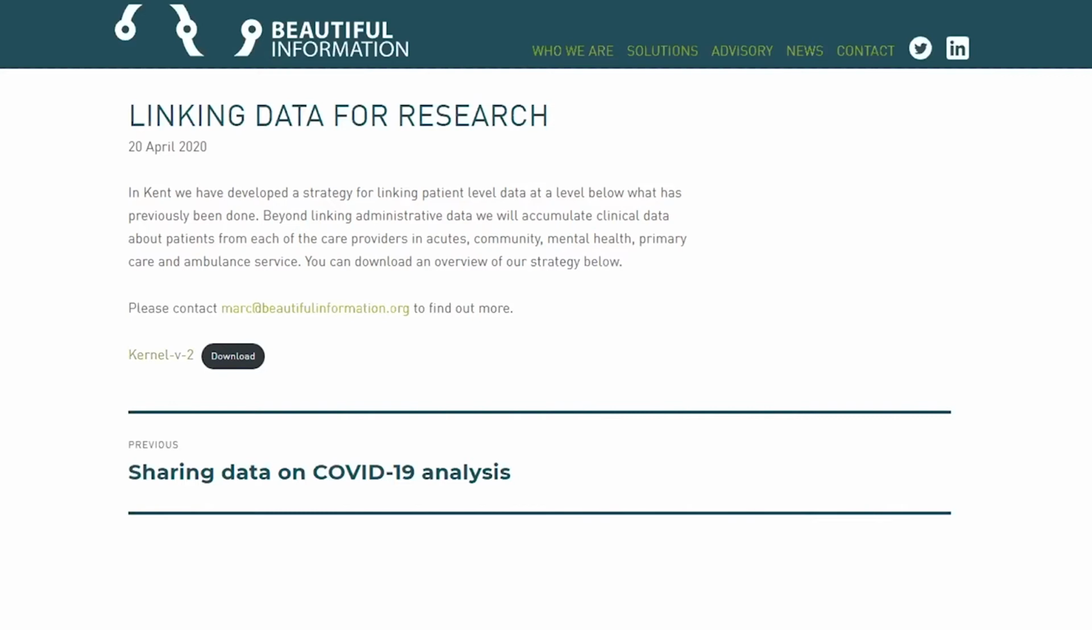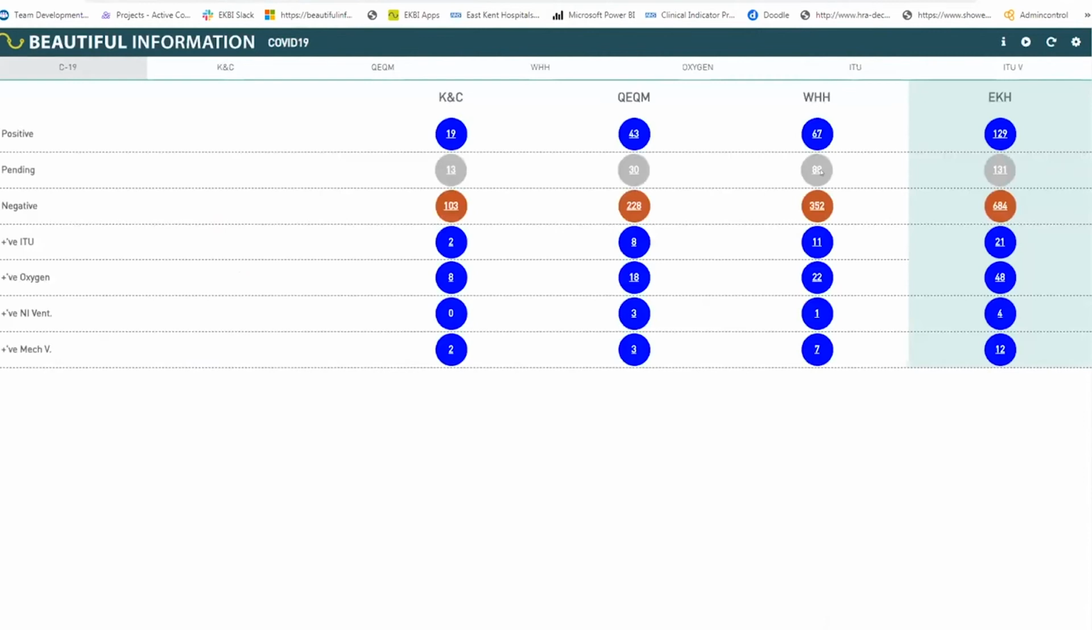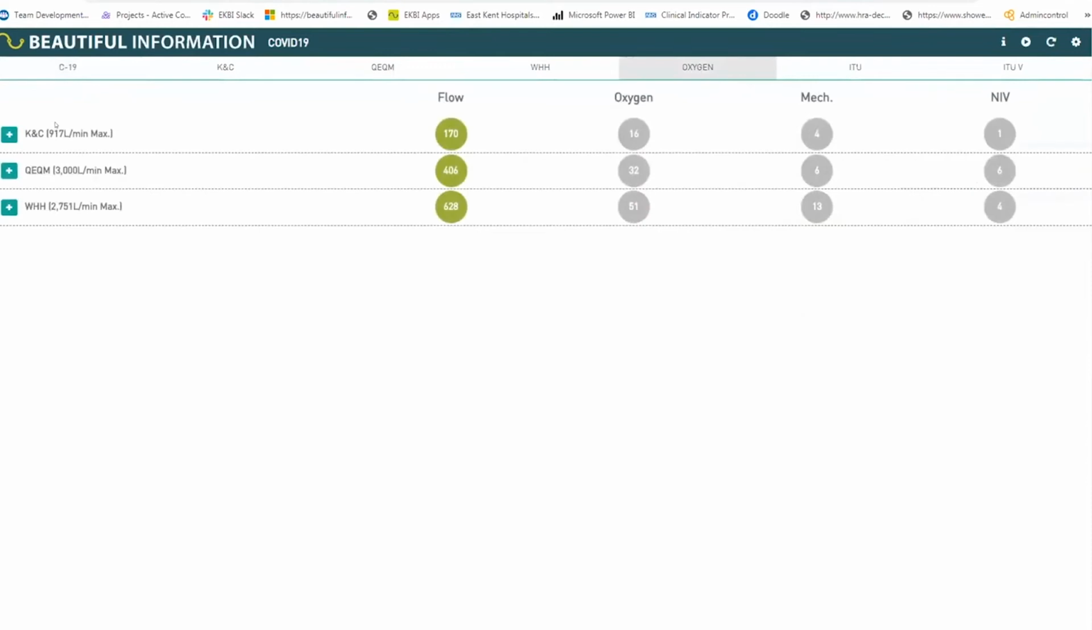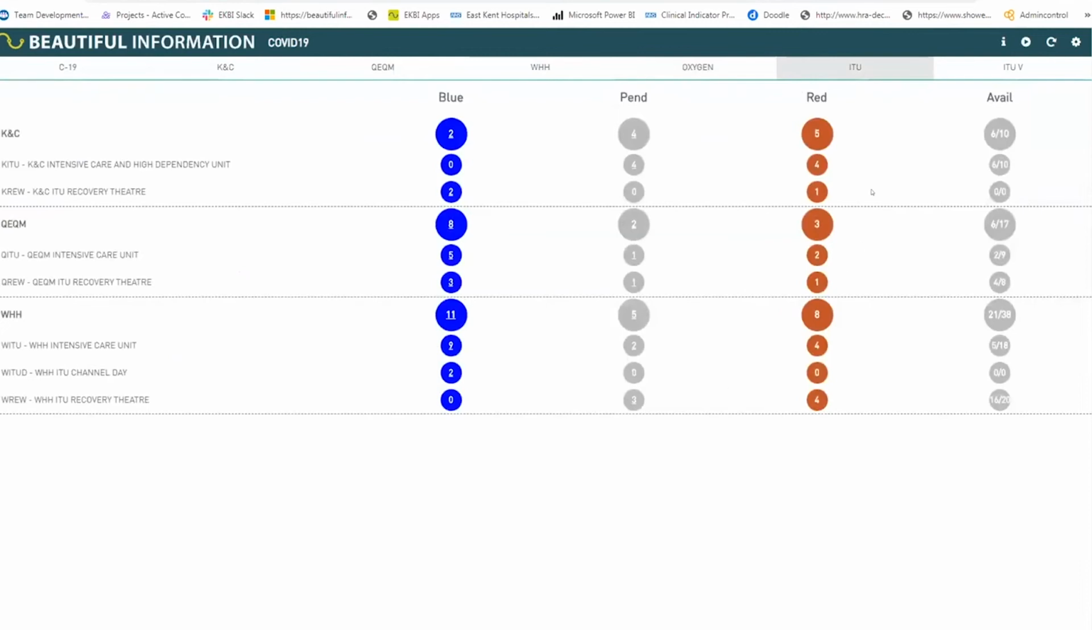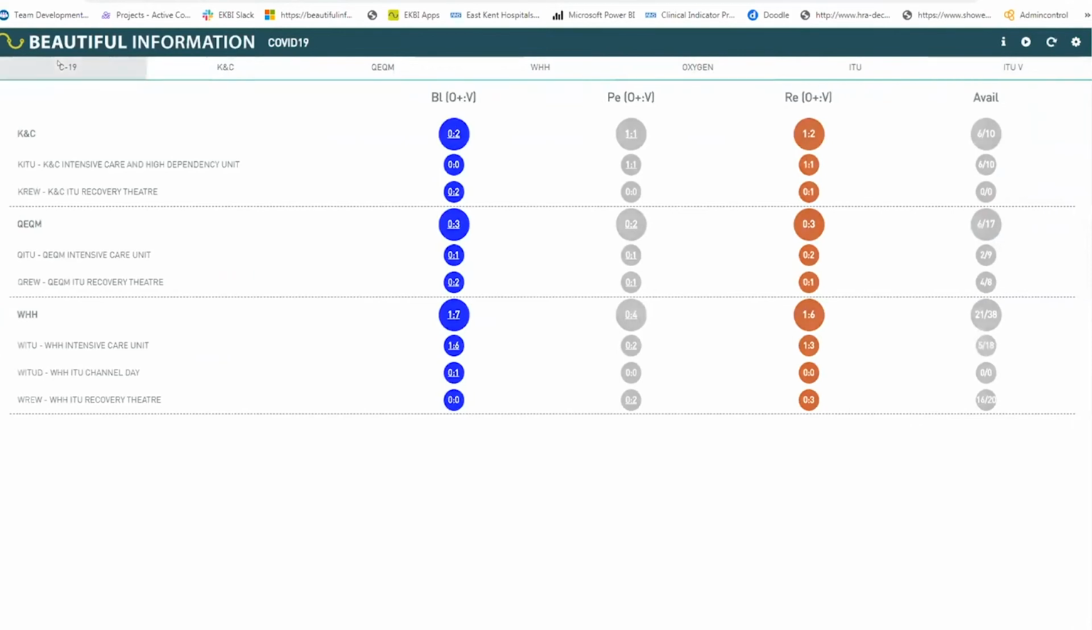I'll just show you a couple of things we're doing locally. This is real data, so treat this sensitively. This is a mobile dashboard we've put out in our trust. We're looking at linking this to other organisations as well, showing how many COVID cases. These are three of our main sites: Canterbury, Margate and Ashford. Total number of cases. We've done a lot of work working out how to count oxygen, and a lot of work looking at ITU capacity, ventilated ITU capacity, and so on.